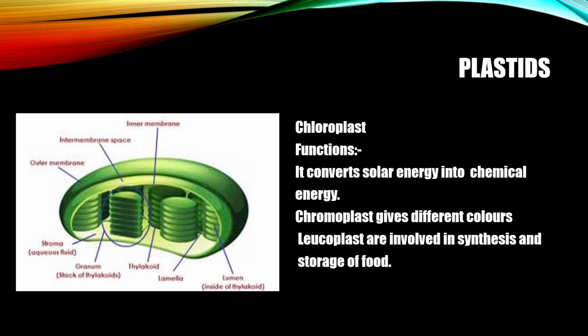The functions of the chloroplast are: chloroplast converts solar energy to chemical energy for the preparation of food, and that process is called as photosynthesis. Chromoplast gives different colors to flowers and fruits. Leucoplasts are involved in the synthesis and storage of food like starch, oil, and proteins. Mitochondria and plastids can produce proteins as well as replicate themselves, as they have their own DNA and ribosomes.